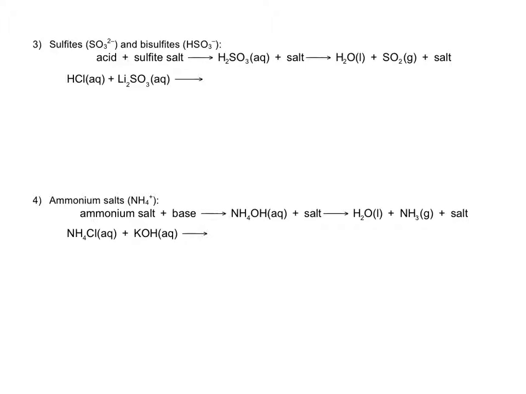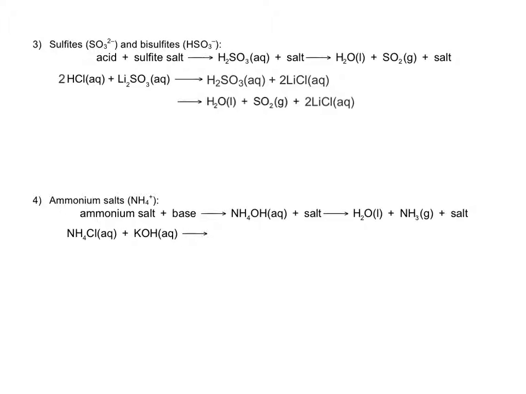So in this particular example, we have HCl reacts with lithium sulfite, and you get H2SO3 as one of your products, and the other product is going to be lithium chloride, LiCl. All right, and then that's going to break down further to make H2O liquid plus SO2 gas plus the lithium chloride, LiCl.